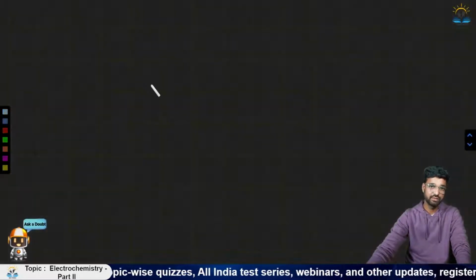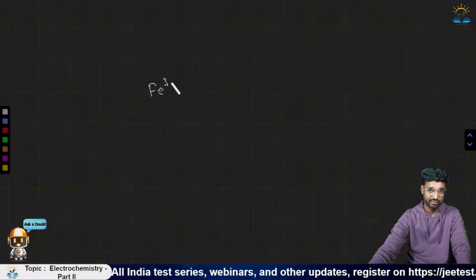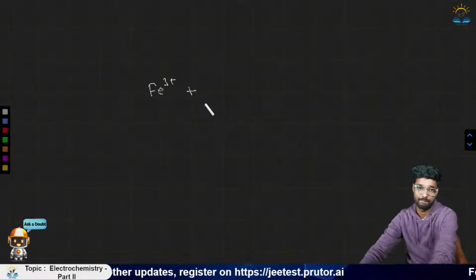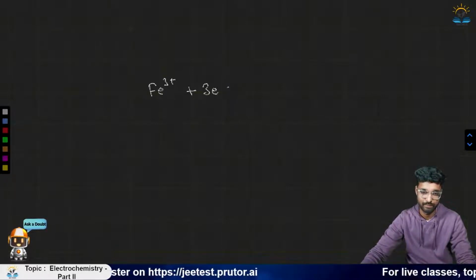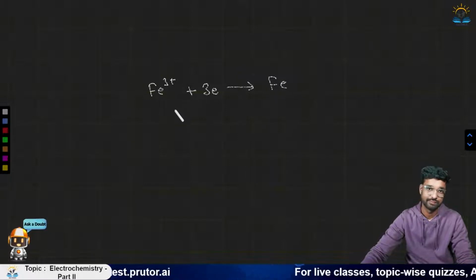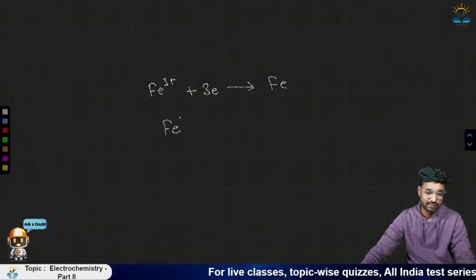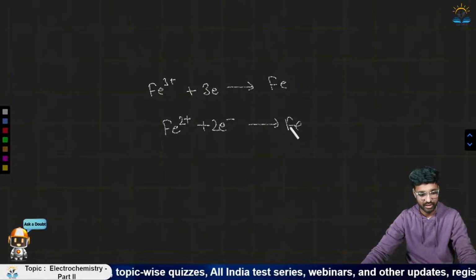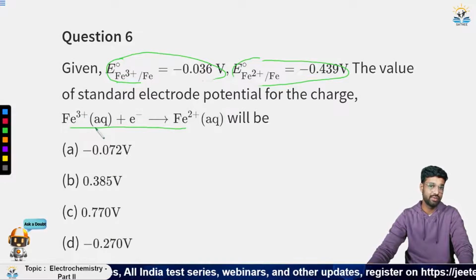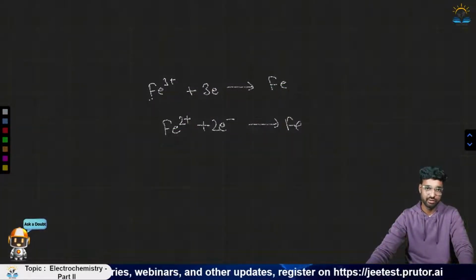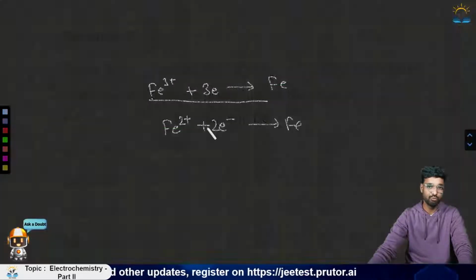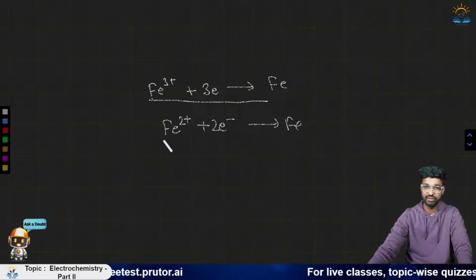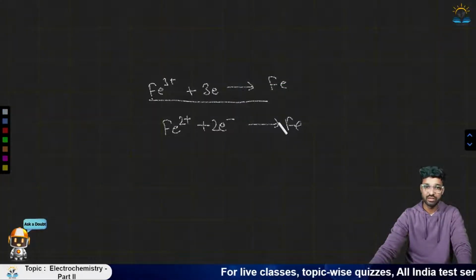So we have the two equations here: Fe3 plus is taking 3 electrons and going to Fe, and Fe2 plus is taking 2 electrons and going to Fe. And the final equation we need is that Fe3 plus should be on the left side. So this equation we will keep as it is. But we need Fe2 plus on the right side, and the number of moles is the same, that is 1 mole of Fe3 plus and 1 mole of Fe2 plus. But we need to reverse this equation.